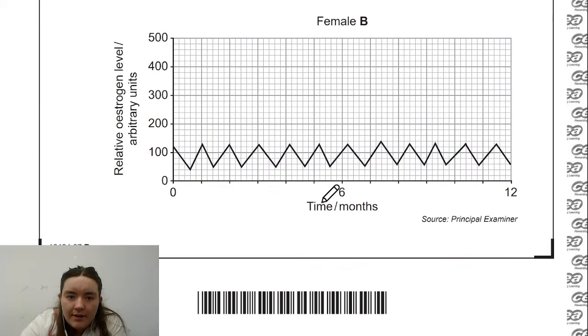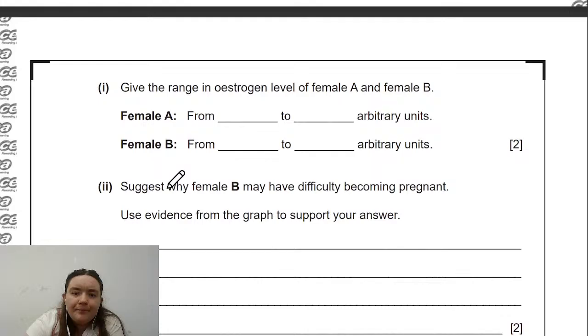Female B, on the other hand, very low levels would be a bit harder to read, but seems to be nothing below, I think, that reading there, which is 40. And I see nothing above this reading over here at the 7.5 month mark, which is at about 140 as well. So that ranges from 40 to 140 for female B.